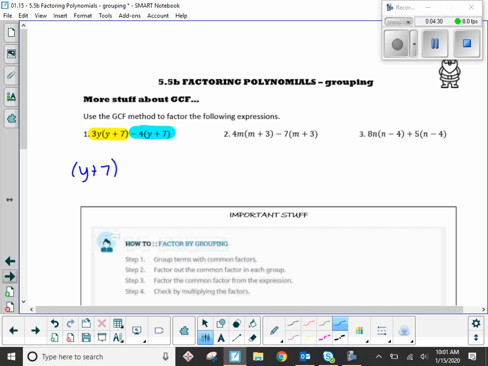So we put down what they have in common, the y plus 7. We're still going to divide that out from each of those groups. So this is still my GCF. My leftovers, quote unquote, are still going to go in the other parentheses. What's left over in the yellow group when you divide out the y plus 7? 3y. Okay, so that's gone. Leaves you 3y. And what about in the blue group? Minus 4. Minus 4. And that's your answer.